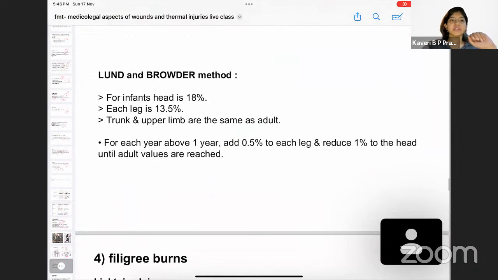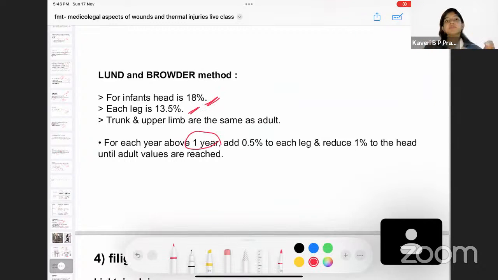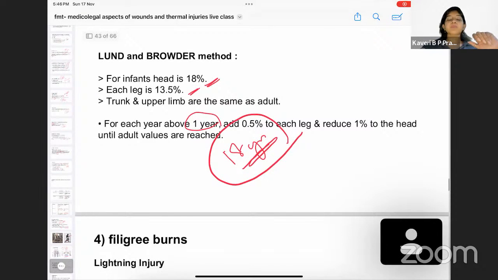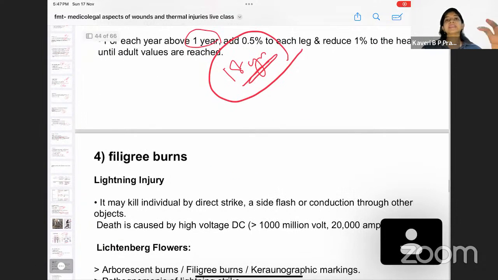And for Lund-Browder, as I told you, it's different for 2 years, different for 3 years. It is very difficult for you to memorize everything. Therefore, remember this logic. For each year above 1 year, add 0.5% to each leg and reduce 1% from the head until the adult values are reached. Adult values, when does it reach? At 18 years. So remember the classification at 1 year, and add 0.5% to each leg at each age, and reduce 1% from the head with each passage of age.